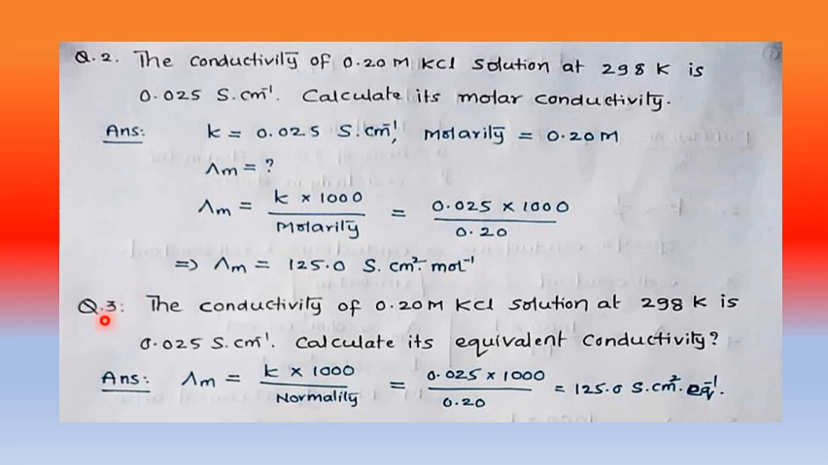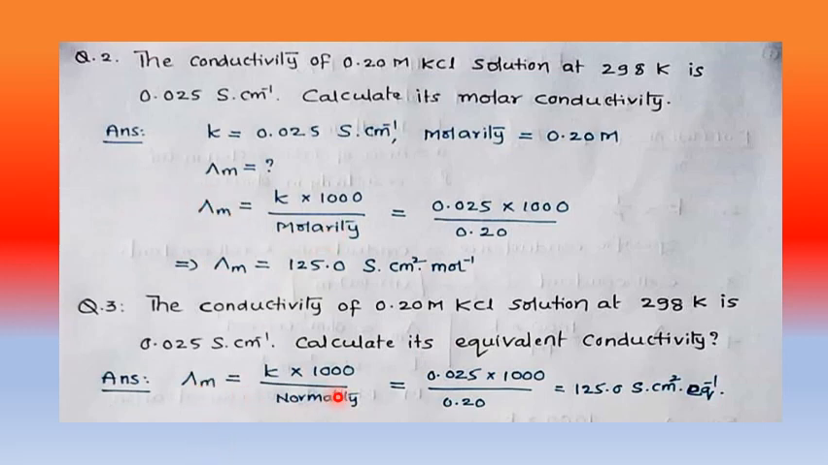Question number 3. The conductivity of 0.20 m KCl solution at 298 K is 0.025 Siemens centimeter inverse. Calculate its equivalent conductivity. Both questions are same. In question number 2 and question number 3 the data is exactly same, with no modification. But in question number 2 what we calculated is molar conductivity, whereas in question number 3 equivalent conductivity is to be calculated. This is for the molar conductivity relation. This is for the equivalent conductivity.